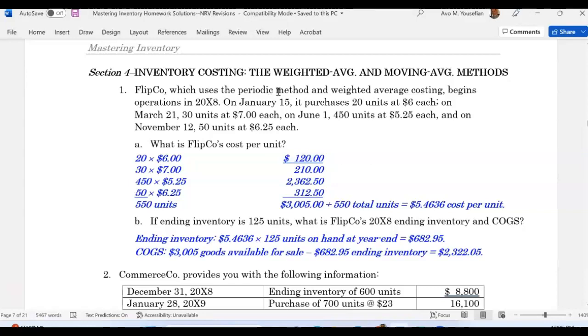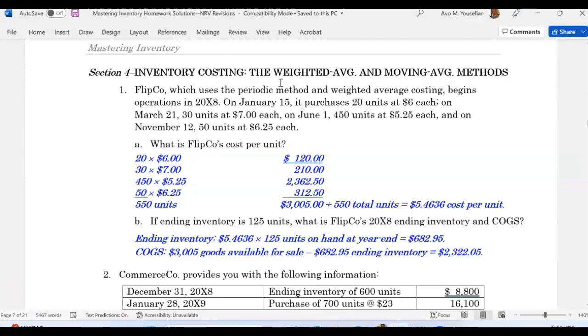So the company which uses the periodic method and weighted average costing begins operation in 2018. On January 15th, it purchases 20 units at $6 each. On March 1st, 30 units at $7 each. Then June 1st, 450 units at $5.25 each. And on November 12th, 50 units at $6.25 each. Okay, so what is the company's cost per unit?